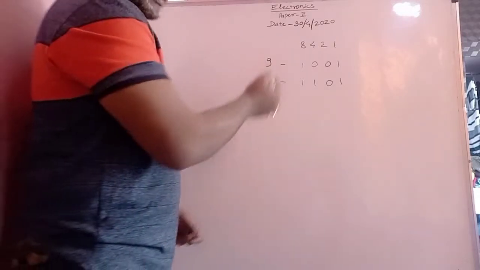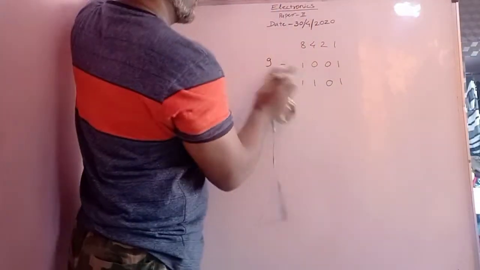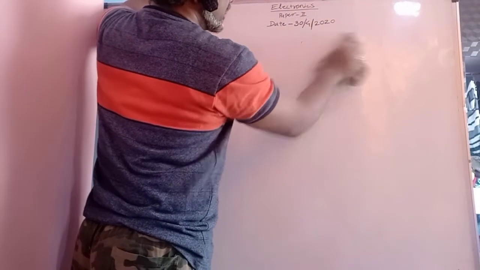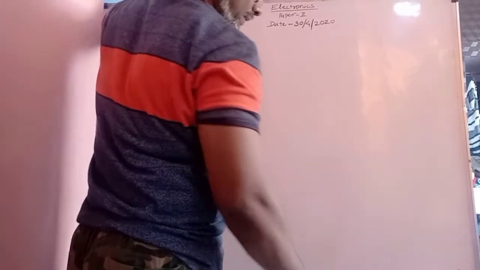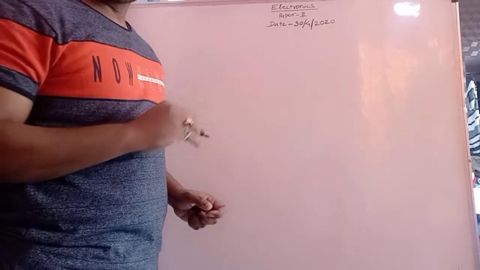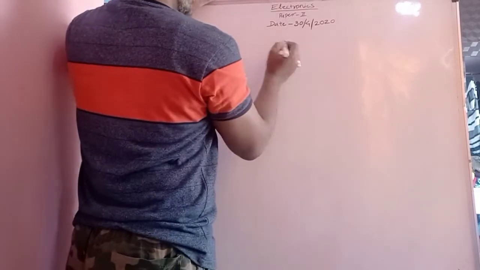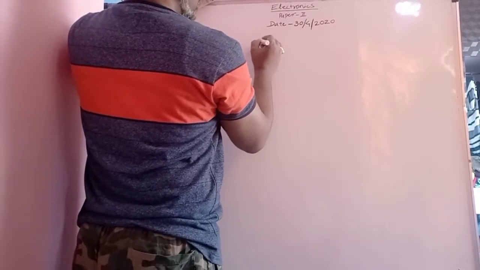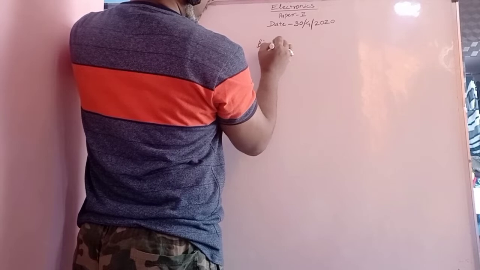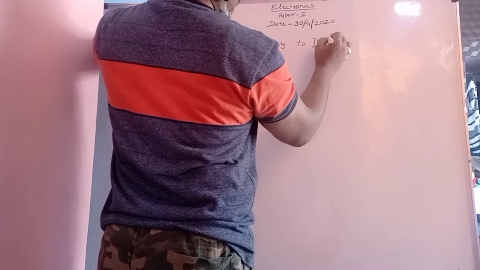Okay, so last time also we have seen the conversion. We convert the decimal number into its equivalent binary number, or vice versa. So last time we saw the conversion of binary to decimal.